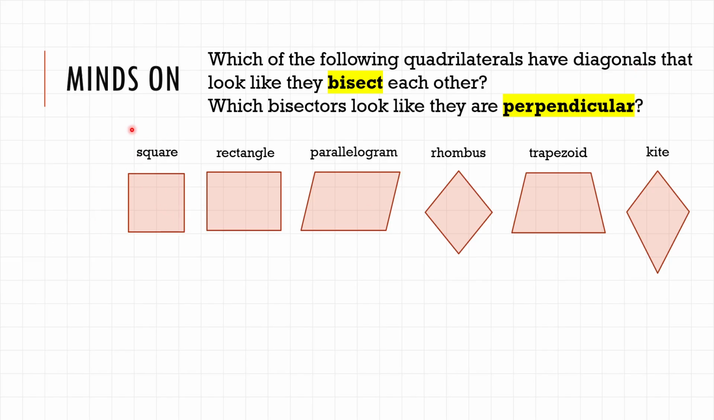And let me show you an example of that here before you start. So this square, if I draw a line from one corner to the other and one corner to the other over here, do these lines cut each other exactly in half? In other words, do they bisect each other? And once you check that out for all of them, which of the bisectors look like they meet at a 90-degree angle? Which ones are perpendicular? Pause the video here for as long as you need to answer these two questions.